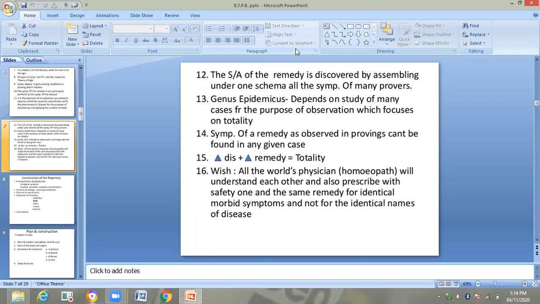The Therapeutic Pocket Book of Dr. Boenninghausen furnishes both plan and parts. So this Therapeutic Pocket Book was constructed according to a proper plan. There is a fixed philosophy, fixed concepts, on how to construct the repertory. And when we go through this repertory, BTPB, we find that it was assembled and constructed according to a proper, definite plan.